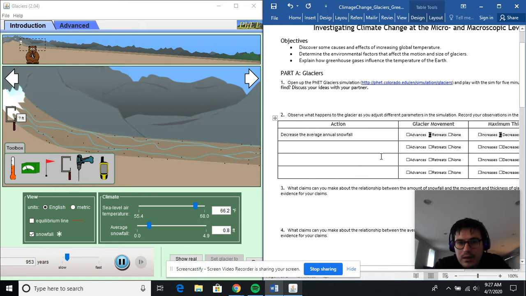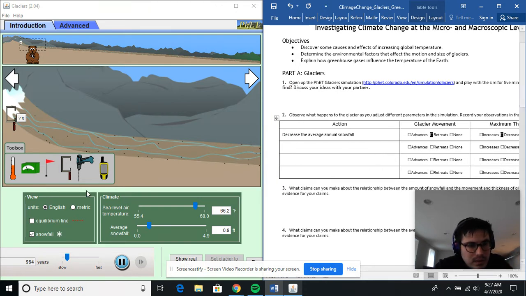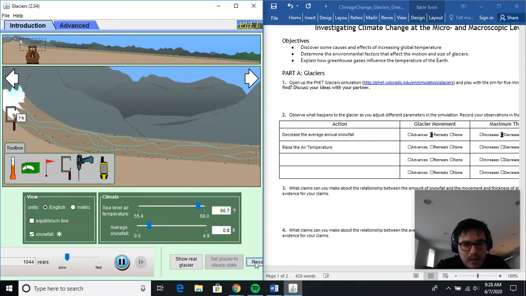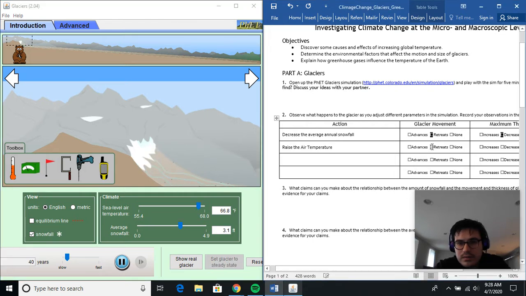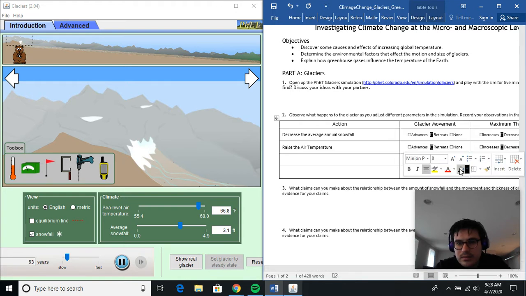All right, it's another action we can do. I'm just looking at the simulation here. Let's raise the sea level air temperature. You should be writing that down when I just typed. So if I raise the temperature, can I reset this? Let me reset. Yes, reset all settings. Okay, if I increase the temperature, same thing. It retreats and the maximum thickness decreases. Okay, see that?